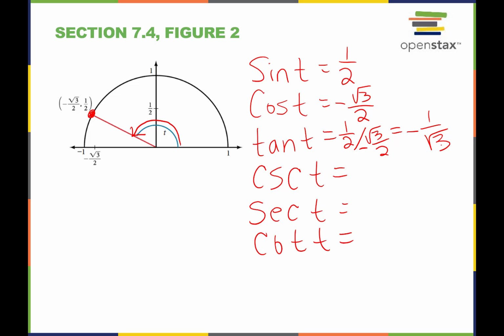Now that we have the first 3, we can use those to find the last 3. Cosecant is the reciprocal of sine, so the reciprocal of 1/2 is 2. Secant is the reciprocal of cosine. So the reciprocal of cosine is minus 2 over the square root of 3. And if you would like to rationalize it, you are more than welcome to do that. The cotangent of t is the reciprocal of tangent. So that's minus the square root of 3 over 1, which we can just write as minus the square root of 3.